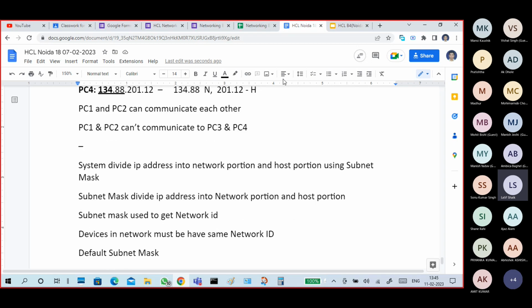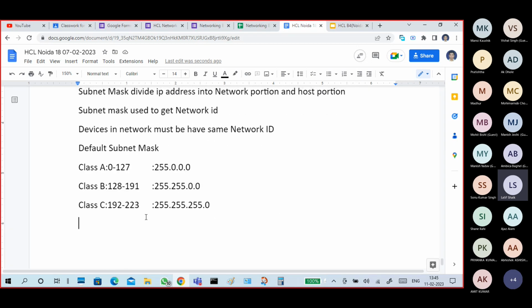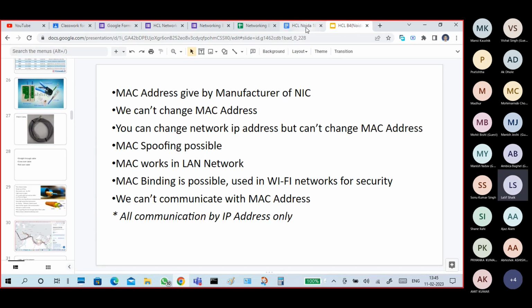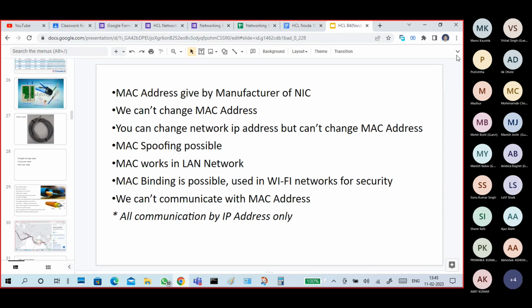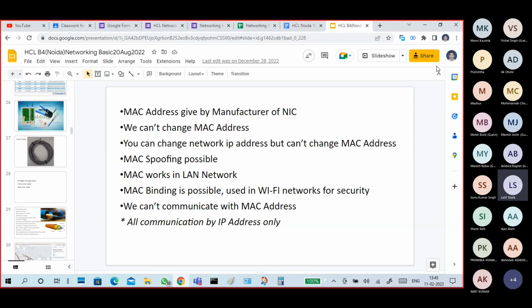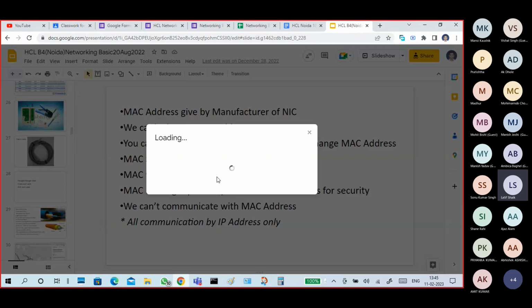I gave one example also in the PPT. I shared the PPT, right? If I didn't, I think I already shared a PPT. In this one, in an IP address portion, you can get a.